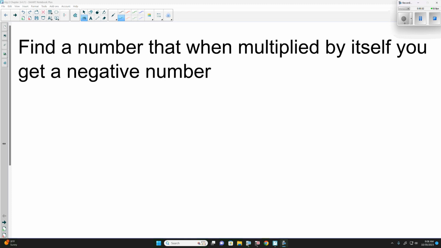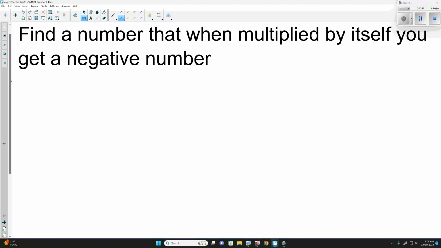All right. This is where we're starting today. Find a number that when multiplied by itself, you get a negative number. Well, let's just pick a number. Let's say 2 times 2 is 4. So positive 2 times positive 2 is 4. So that doesn't work because we want to get a negative number.